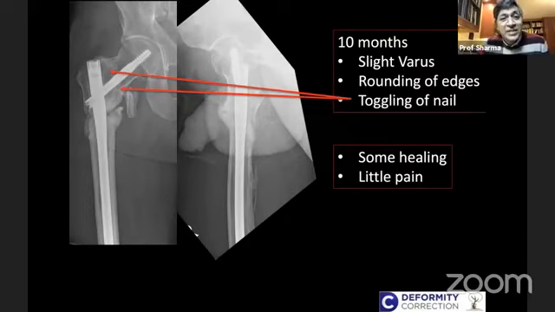Before the assessment, you look at it and see a slight varus, there's a rounding of the edges, and there is a toggling of the nail. But we also had a bit of healing here. If you look, this nail is moving a little bit here. There are radiolucent lines here. But there's very little pain.